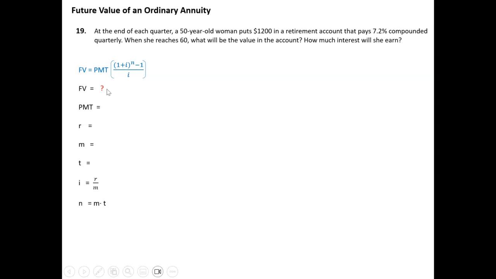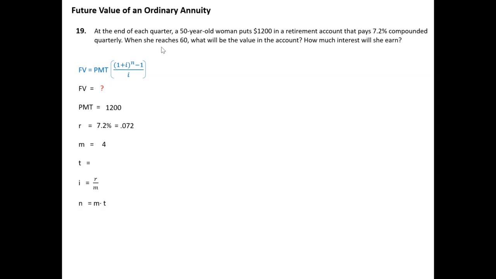So here, guys, right, we're looking for the future value, and the payment was $1,200. Interest rate 7.2%, which will give us 0.072. Compounded quarterly, so my M will be 4 because it's quarterly. My T, guys, here's where a lot of students get confused. Just because there's a 50 and a 60 there, they assume that for every number they have to put into the formula, which is not correct.